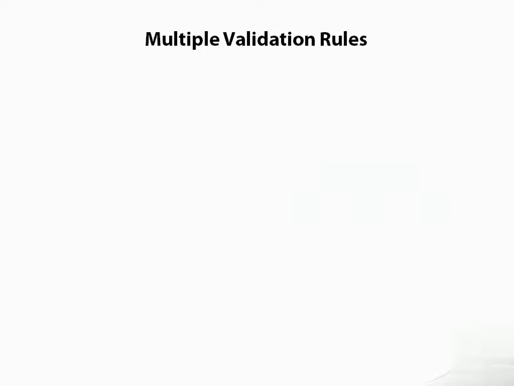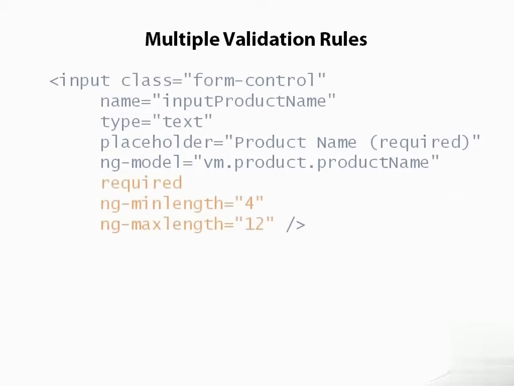Oftentimes, a single data entry element may require multiple validation rules. For example, the product name. It's required, has a minimum length of 4 characters, and a maximum length of 12 characters. Let's give the product name a min and max length and see how to provide multiple validation rules on an element.